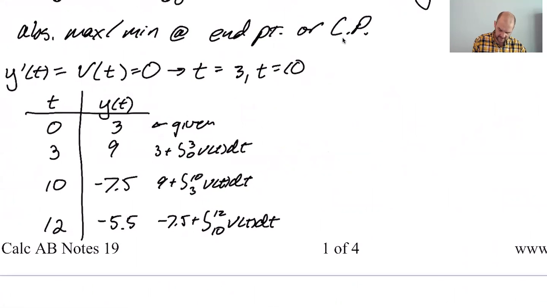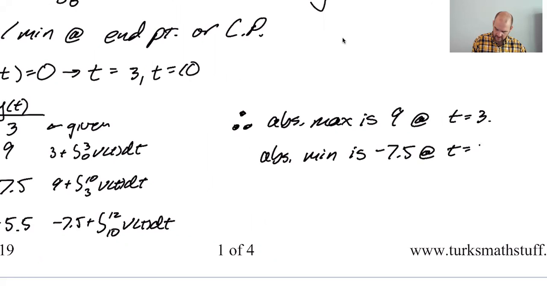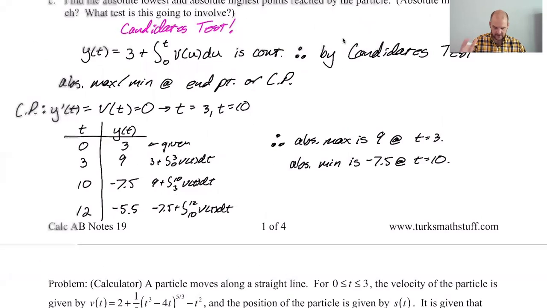Okay, so I'm going to say, therefore, the absolute max is 9, and that occurs at t equals 3. The absolute min is negative 7.5, and that occurs at t equals 10. There we go. Okay, candidates test.